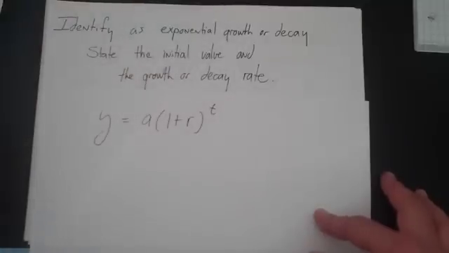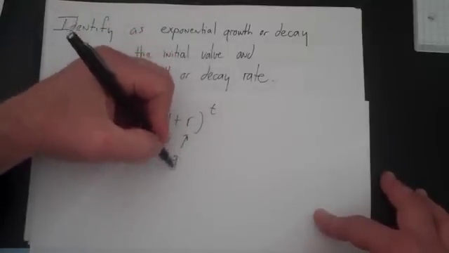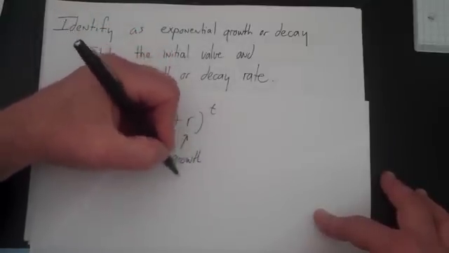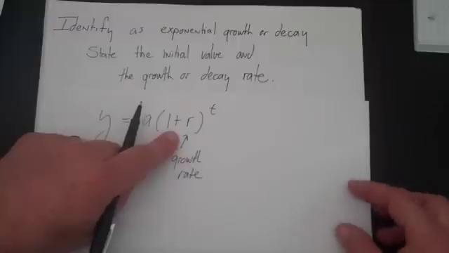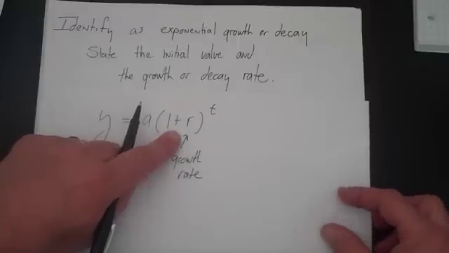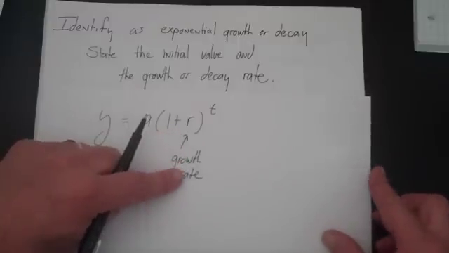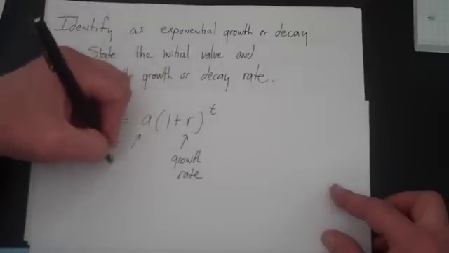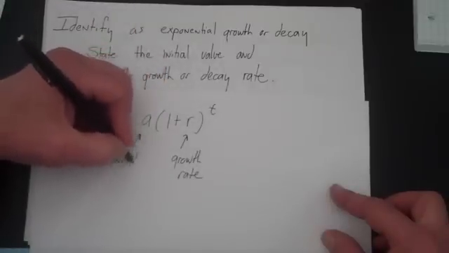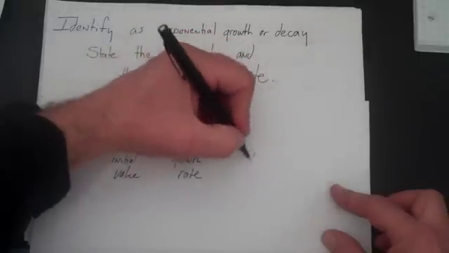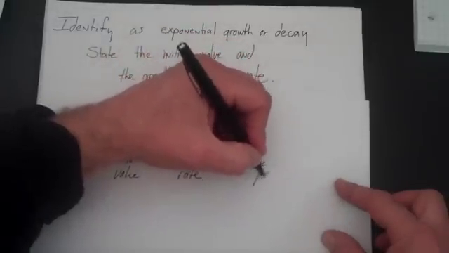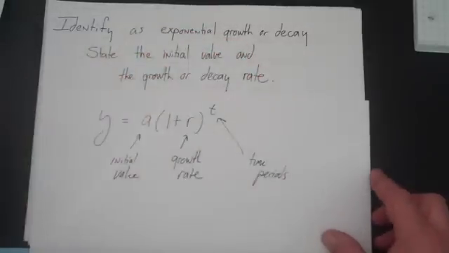In that case, the r is the growth rate. And if 1 plus r is bigger than 1, it's exponential growth. And if 1 plus r is less than 1, it's exponential decay. And a is the initial value. And t, or x, is simply the number of time periods. So in that case, let's look at some examples.